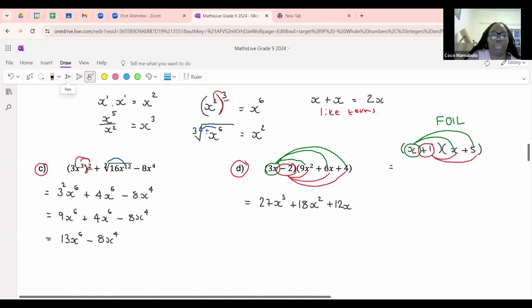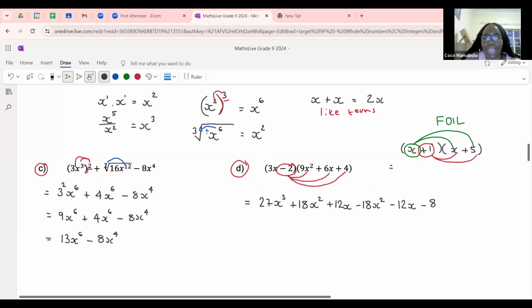Let's go to the bottom. Okay, we're done with 3x. Now we need to multiply in -2. So I'm going to get -2 times 9x squared. That's going to give me -18x squared. And then -2 times positive 6x, a negative and a positive will give us -12x. And then I'm going to have -2 times positive 4. That will give me -8.